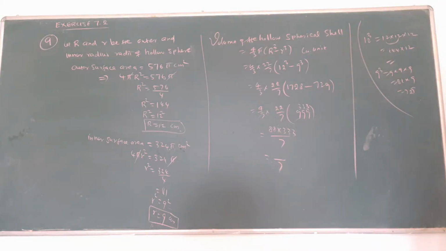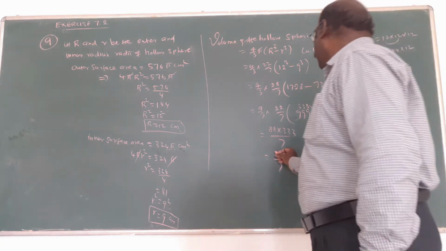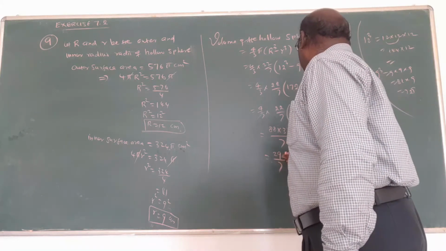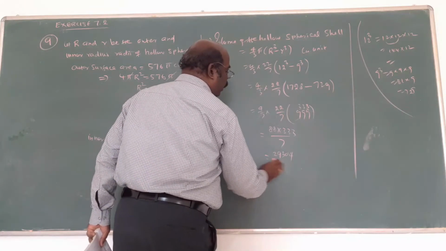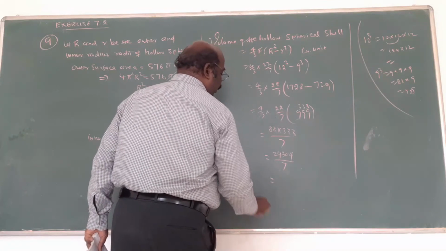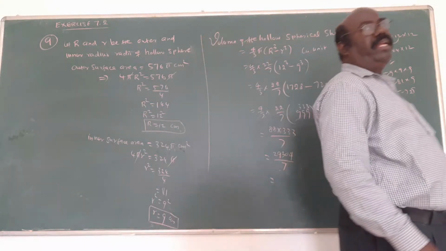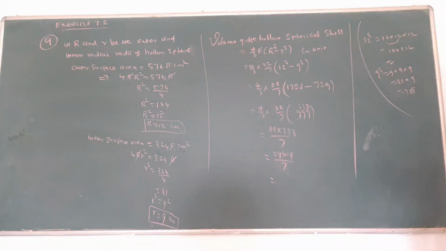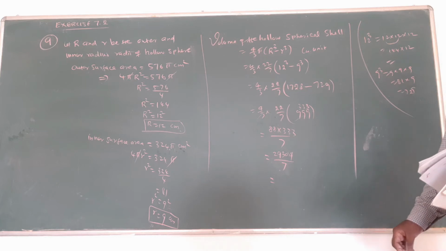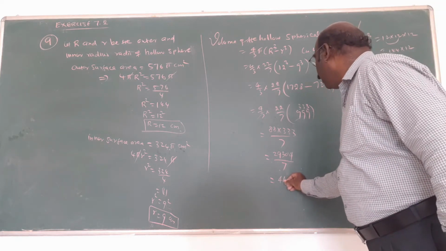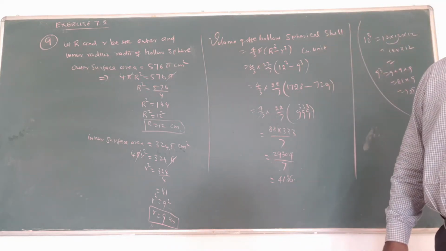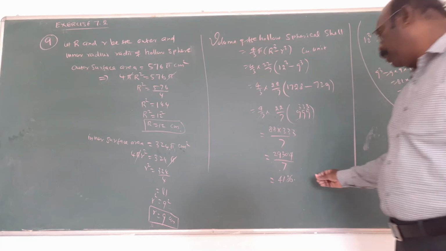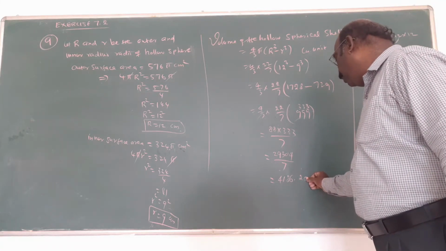We get the answer 29304. Check yourself. 29304 divided by 7, we get the answer 4186.29. Actually, this is a volume.